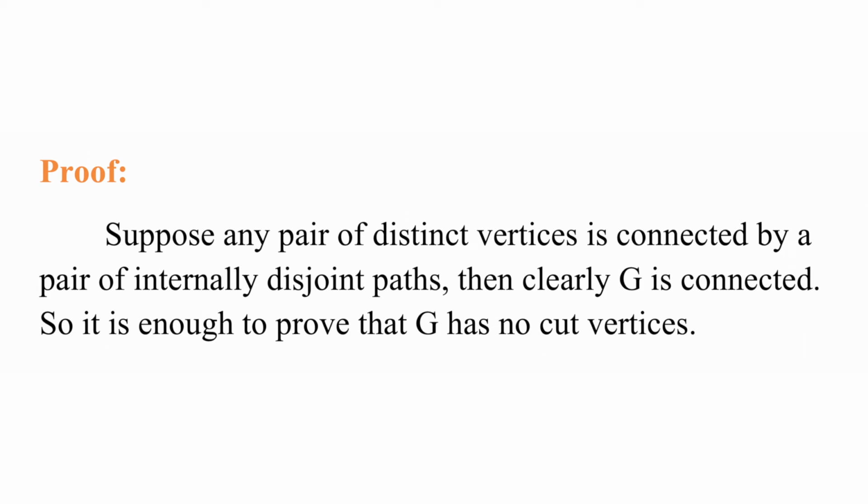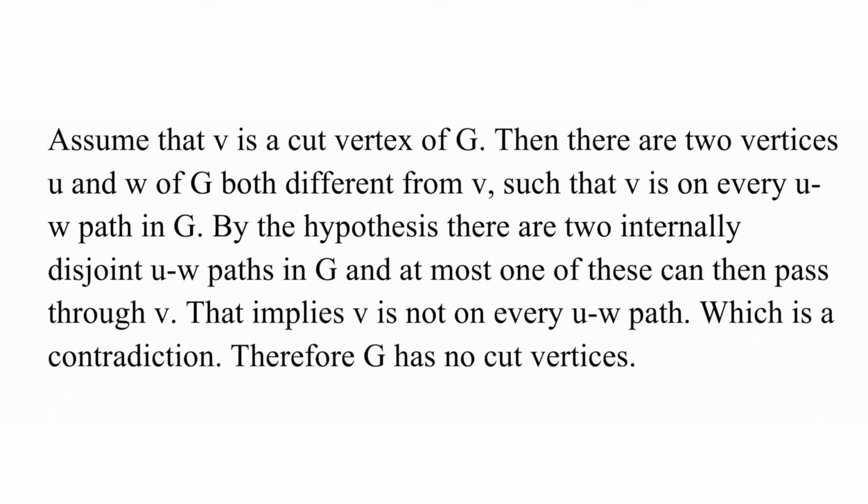So, it is enough to prove that G has no cut vertices. So, we are going to assume that V is a cut vertex of G. If V is a cut vertex, then there are 2 vertices U and W of G, both different from V, such that V is on every UW path in G. By the hypothesis, there are 2 internally disjoint UW paths in G, and at most one of these can then pass through V. That implies V is not on every UW path, that is a contradiction, which means G has no cut vertices.